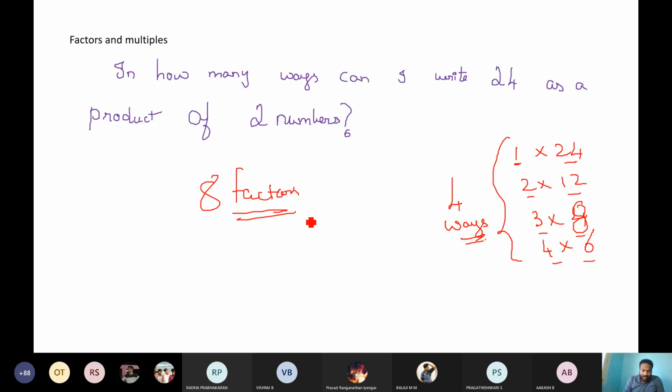Guys, tell me if you are ready, and then I'll tell you. I'm going to give you a number, and you should tell me the number of ways in which I can write that particular number as a product of two numbers. Let me tell you one more thing.